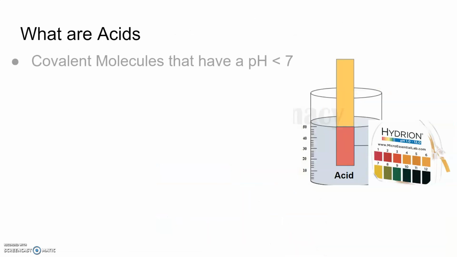So what exactly are acids? Acids are covalent molecules that have a pH that's less than 7. Because the pH is less than 7, it turns something like litmus paper, which we tested in the lab, red. Normally litmus paper is a yellow-orange color, and if you add it to an acid, it turns red.